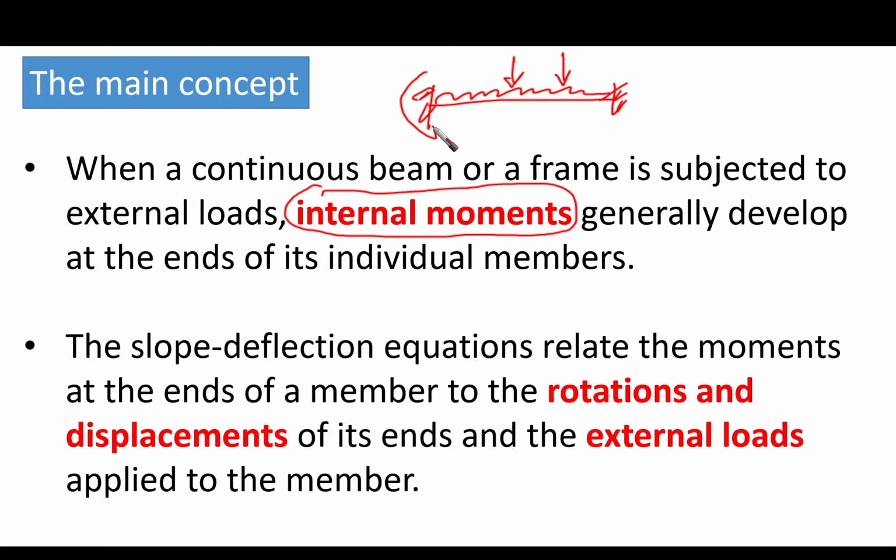There are things that would be developed here, like fixed end moments, and some end moments are going to be developed at the ends, and also shears and so on. So due to the external loads, straining actions will take place in the beam, and then end moments will develop at the ends of this beam. So internal moments generally develop at the ends of its individual members. Okay, that's known and we understand it.